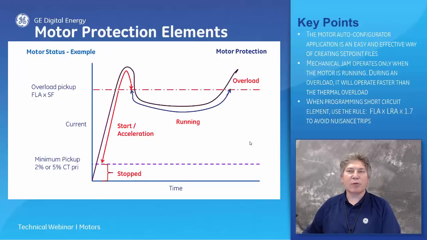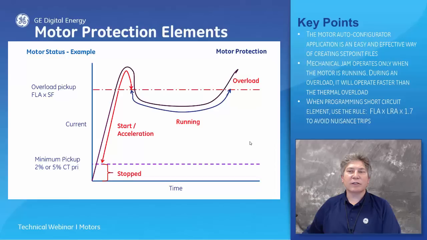So let's take an example of the motor starting, the motor status. The stop status is when the relay cannot sense any current. That means the current input is below what the relay can sense. In some relays, that's 2% of CT primary. In others, that's 5% of CT primary.